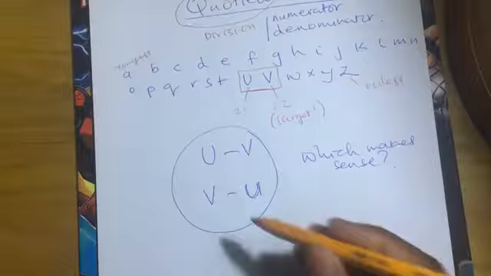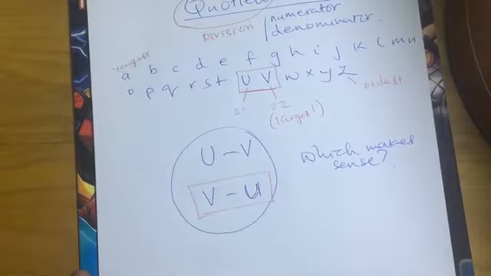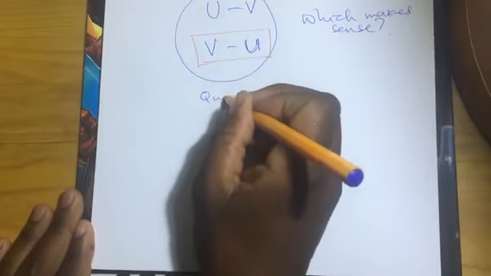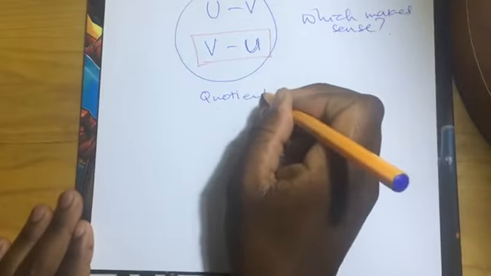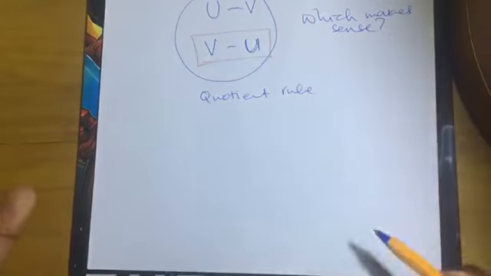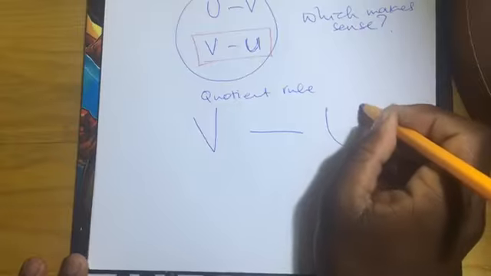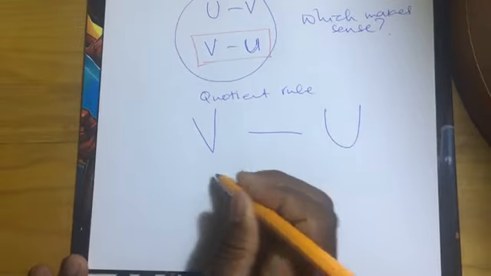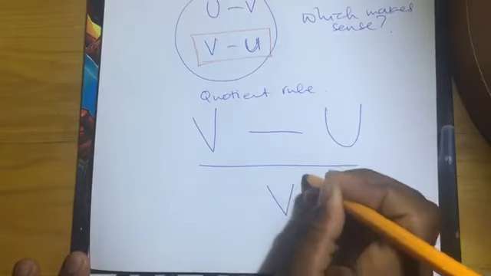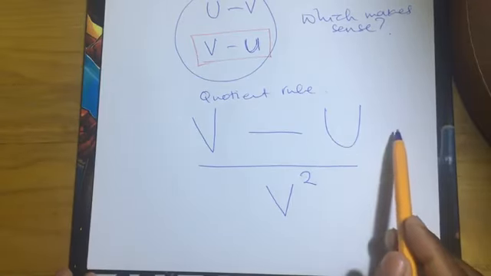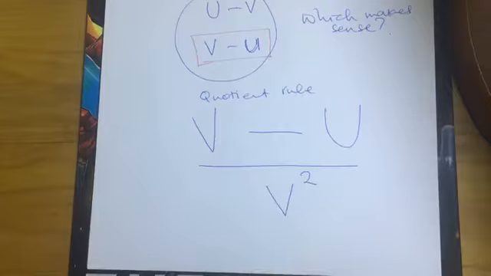Excellent. So always stick to this. The quotient rule formula is going to be V minus U, because this is what makes sense. Then divide everything by V squared. I hope you guys are following. V minus U, and then divide everything by V squared.